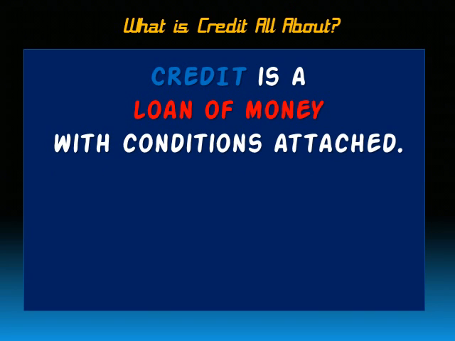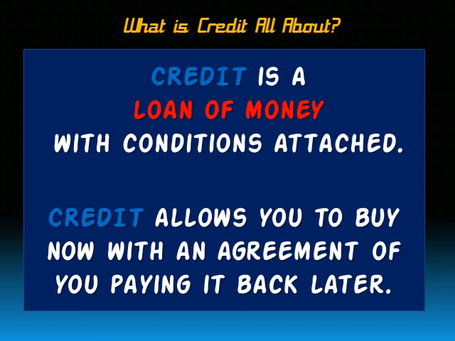What is credit exactly? Well, it's really a loan of money. It's a company or an organization that is willing to loan you money to buy things that you can't afford to buy right now. And there are very quick ways to get loans. There are more complicated ways to get loans. And there are loans with lots of different conditions attached to them. Let's look at some of that.